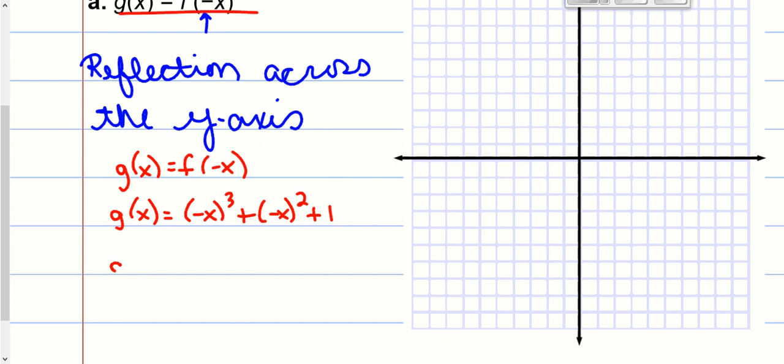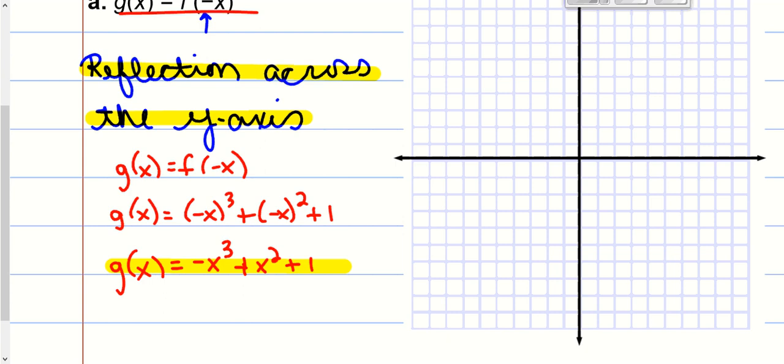So let's go ahead and simplify that. We've got g of x equals -x cubed, which is just negative times x cubed. -x squared leaves it at positive x squared. And then we have our plus 1. So there's two things done, the reflection across the y-axis, and g of x equals -x cubed plus x squared plus 1. Now the last thing to do is to graph.